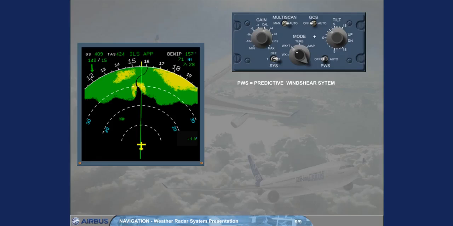This is the normal setting. In addition, there is a PWS switch. When in auto, it allows the predictive wind shear system to generate appropriate visual and oral alerts. When PWS is active, the tilt angle indication is replaced by PWS scan on the ND.